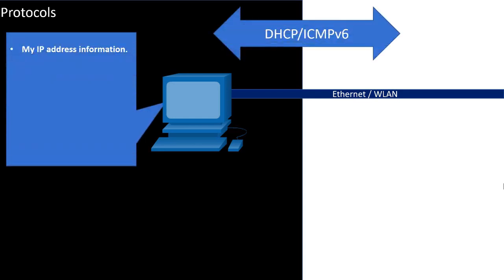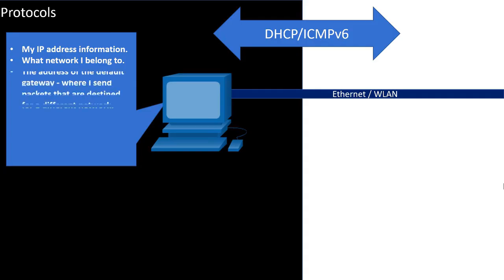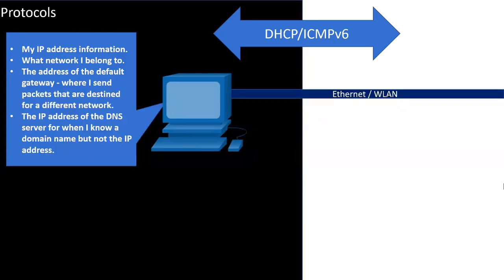The protocols DHCP and ICMPv6 provide IP addressing information, including IP addressing that tells the device what network it belongs to, the address of the default gateway that tells the device where to send packets that are destined for another network, and the address of the DNS server for when a device knows the domain name of a destination but needs the destination's IP address.